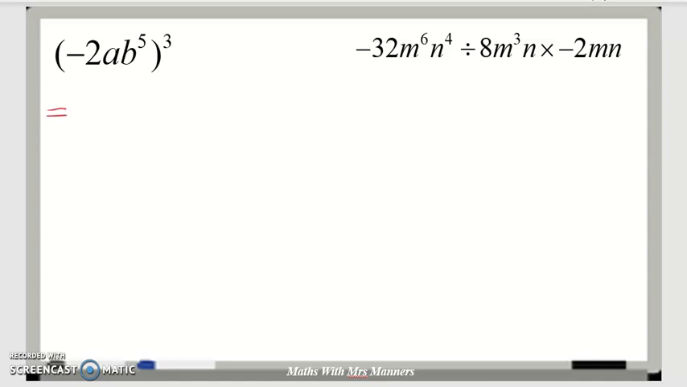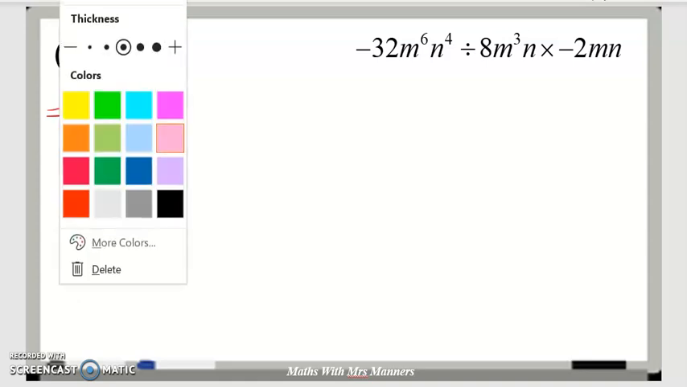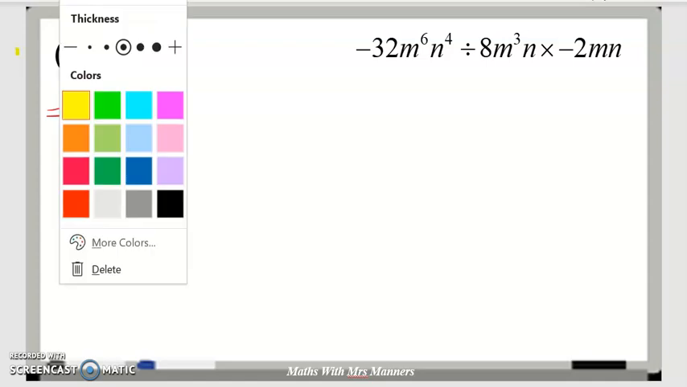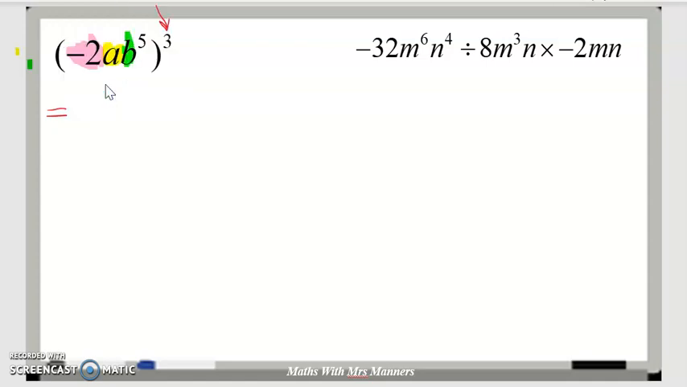This is a question where we've got an expression in brackets with a power on the outside of the brackets. What you really need to make sure you are aware of is that every part of this expression, so that coefficient, the number at the front, the a and the b to the power of 5, all need to be raised to this power of 3. So that's exactly what we're going to do. The first thing we're going to do is raise minus 2 to the power of 3.